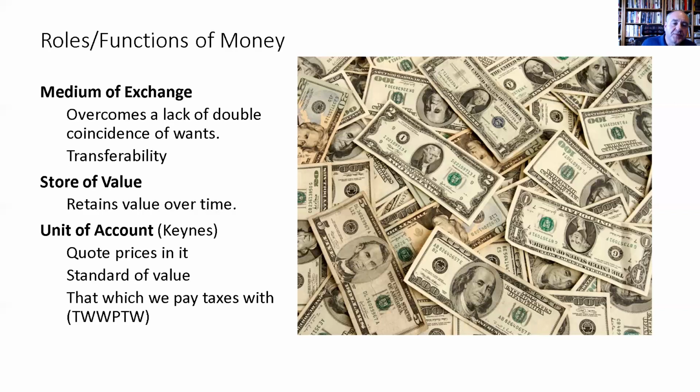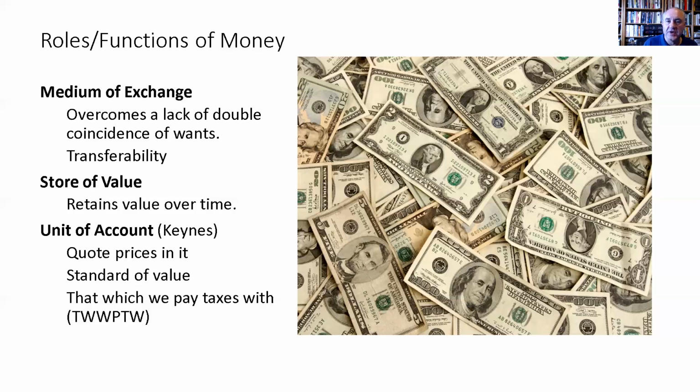Okay, that brings us to unit of account. And this is the one I think is the most unique to money. And to me, it delineates the higher order monies from the lower order monies. And this comes from Keynes's Treatise on Money. It's not the General Theory that most people have heard of, but it's this Treatise on Money. And the idea is, why is something money? It's because we quote prices in it. It's our standard of value.